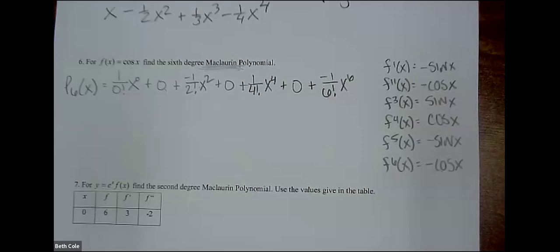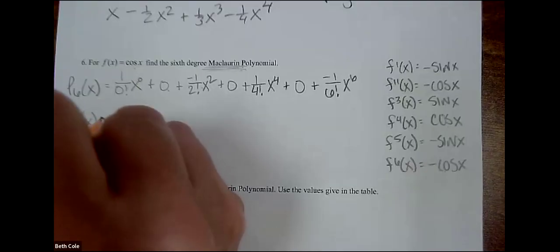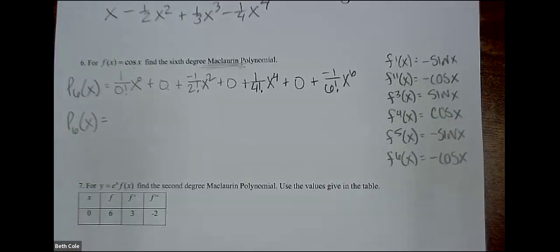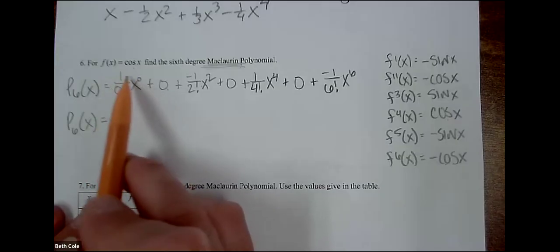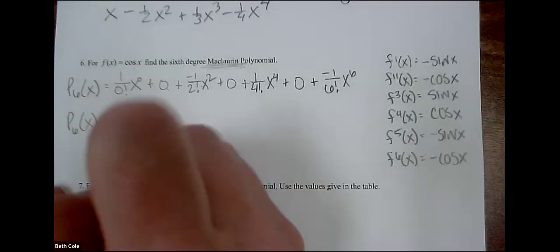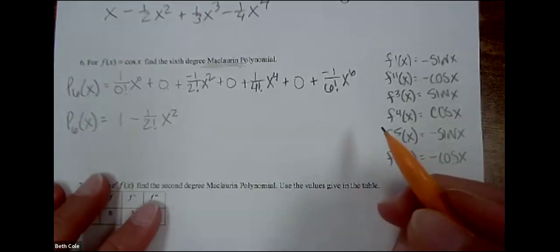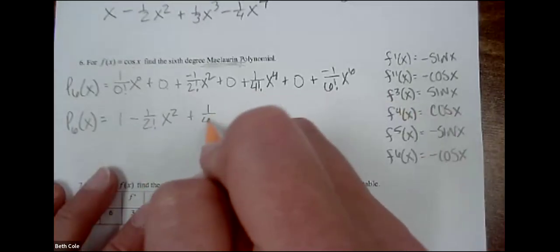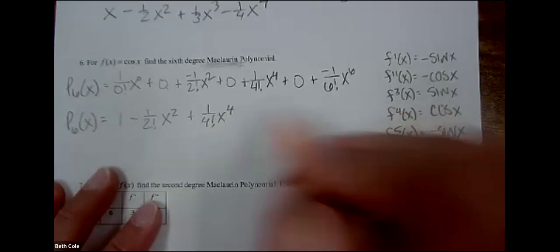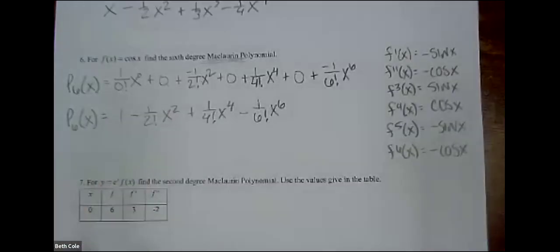Go ahead. Or do you want to think about it? You kind of just have to let it marinate for a second. All right, so let's write it without all the parts that are missing. This first term would just be 1, minus 1 over 2 factorial x to the second, plus 1 over 4 factorial x to the fourth, minus 1 over 6 factorial x to the sixth.